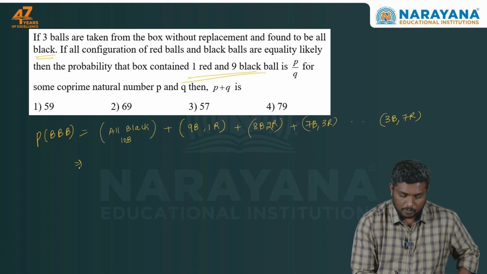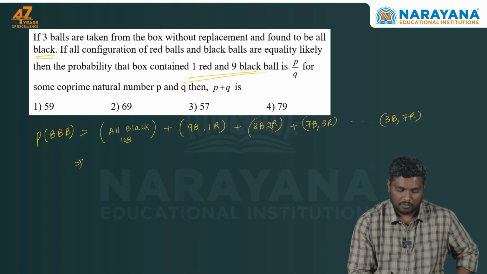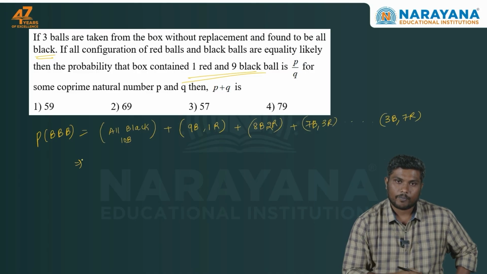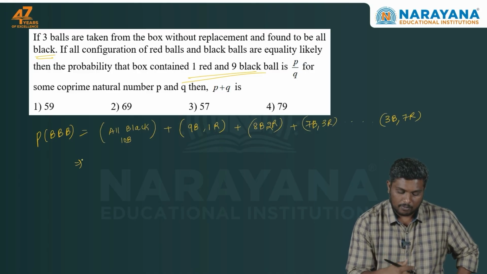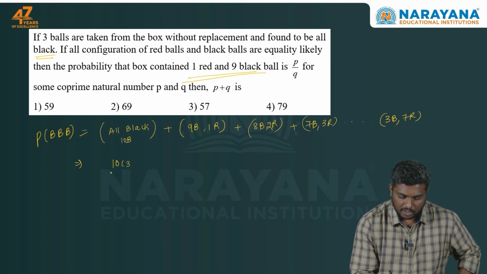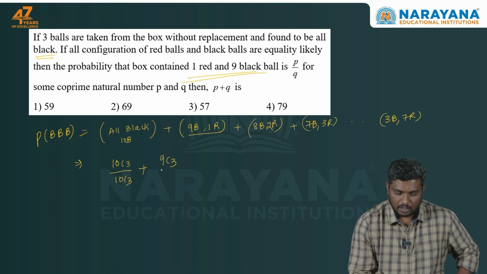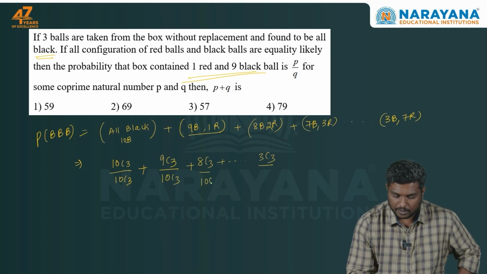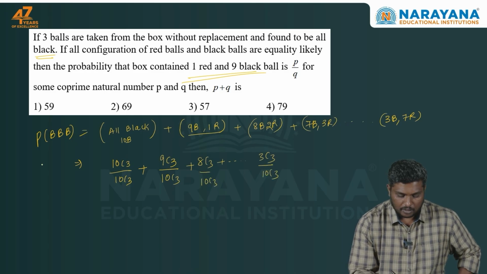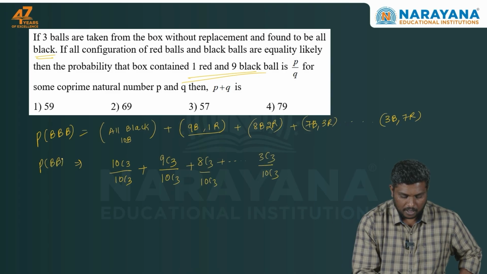Now tell me, what is the probability when all balls are black? What is the probability of getting 3 black balls, which is 10C3 by 10C3, which is 1 basically, plus 9C3, since 9 black balls are there and you have to select 3 out of them, favorable cases by total 10C3, plus 8C3 by 10C3 and so on till 3C3 by 10C3. This is the probability of getting 3 black balls.